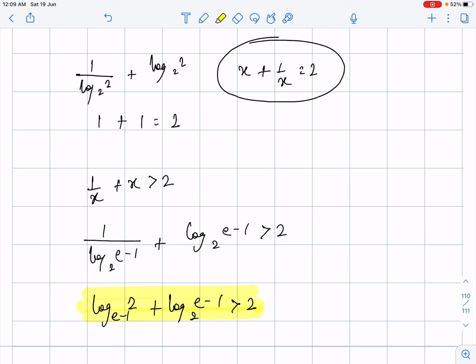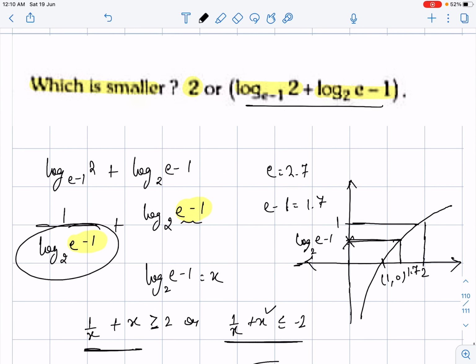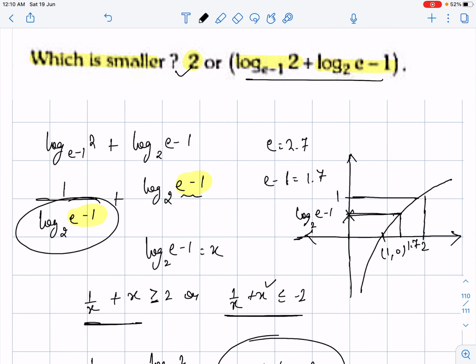And what was the other number given to you? 2 was the other number given to you. So which is smaller was asked to you. Something which is greater than 2 will definitely be greater than the number 2 written over here. So which will be the smaller quantity? 2 will be the smaller quantity. So which answer should be marked by us? 2 should be marked by us.